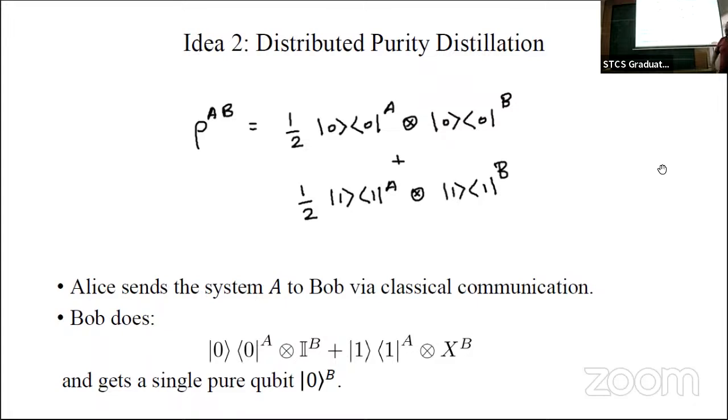And now comes the interesting part. Bob has this entire thing, and we have not done any kind of quantum communication, this is entirely classical communication. And Bob can do this controlled unitary. So what is this controlled unitary doing? If the symbol on the A system is 0, do nothing. If the symbol on the A system is 1, flip B. This is the flip operator. And what does this get us?